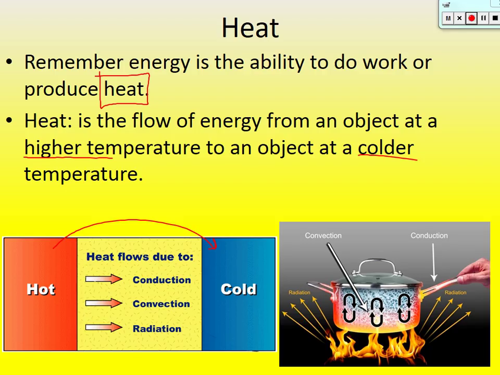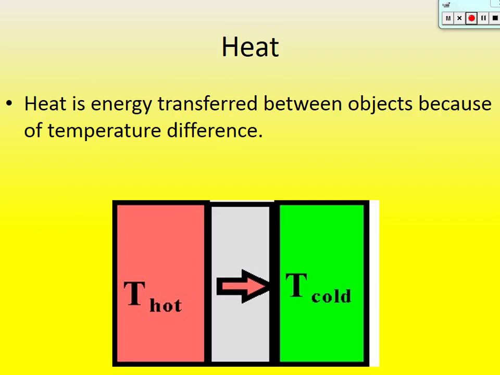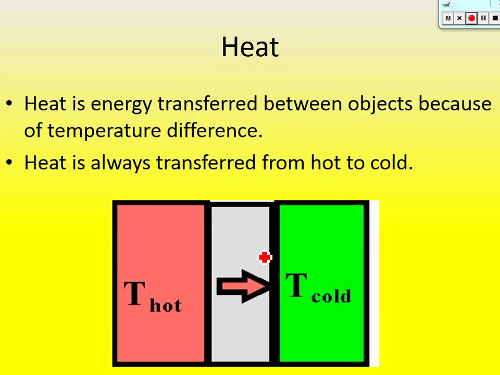Okay. But we're going to talk today a lot about heat. And heat flows from the hot to the cold object, but it flows three ways. It can flow by conduction, convection, or radiation. And I've got a picture over here. We'll talk about that in just a second. So heat energy is transferred between objects because of temperature difference. Remember, it always goes from hot to cold. So that's what heat is. It's this flow of energy from the hot object to the cold object. Always from hot to cold.